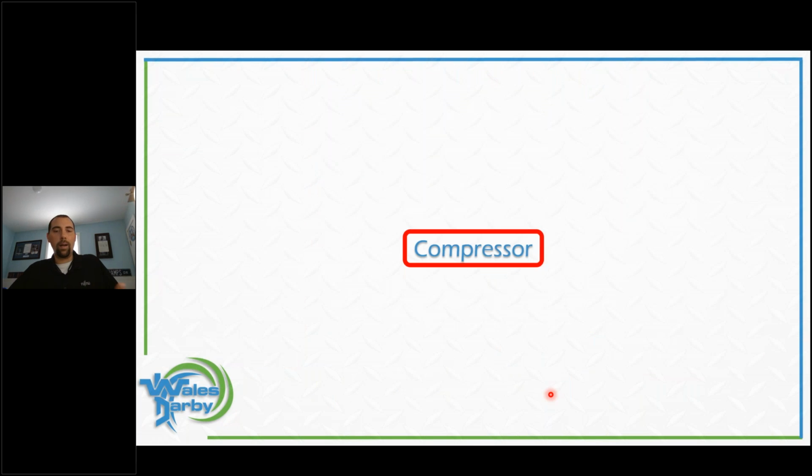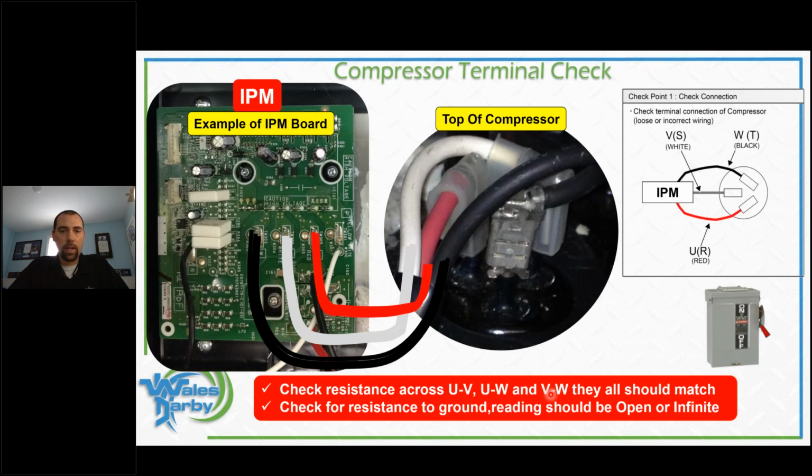And then finally, we got our compressor, right? So that's our next major component. Very easy to check. So we want to have a good meter with at least, I think I said 6 mega ohms, right? So we want to be able to test these terminals, or these windings, and make sure they are solid.